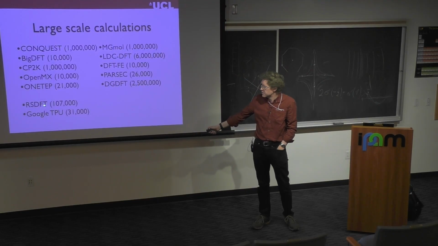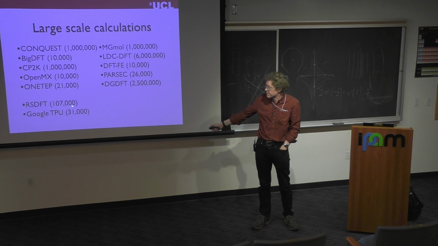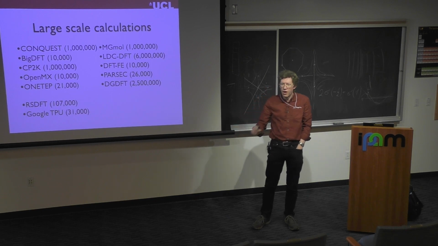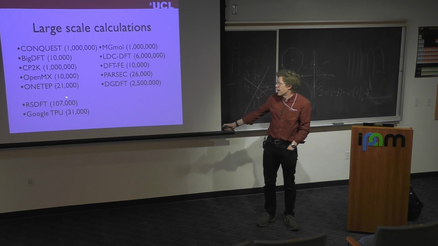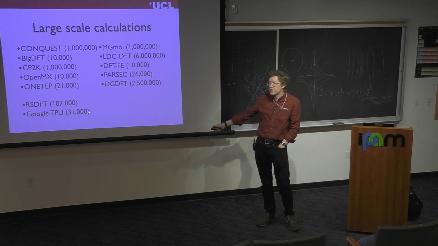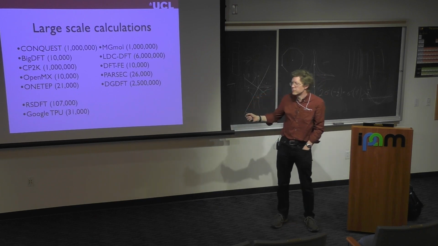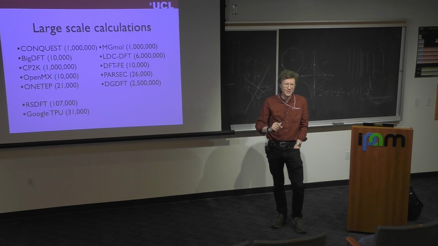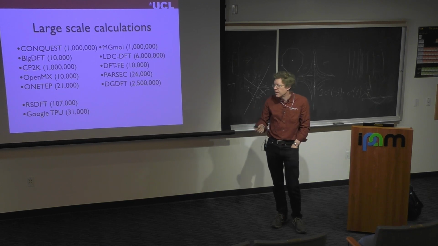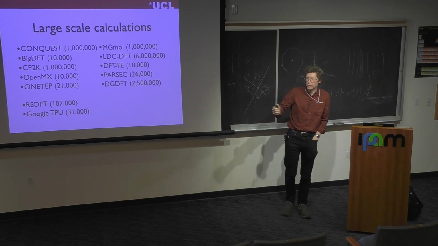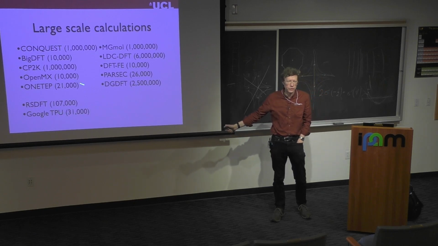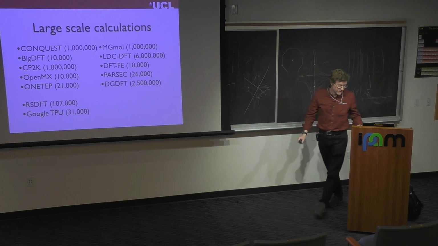So RSDFT is a Japanese code, and they did 107,000 atoms on the entire K computer. And Google recently have been working on using their tensor processing units. They did 31,000 atoms, but these were all electron calculations, and so it was more like 200,000 orbitals. So of course there's a question there. Volker was involved in doing some of this work, so if you want to know more about that, then do ask him, not me, because I didn't.